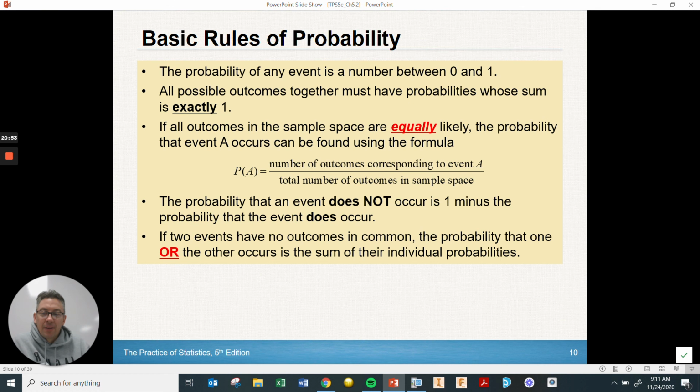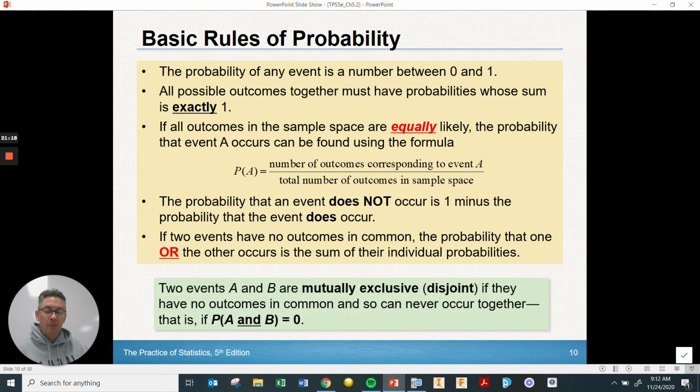And then final thing, if two events have no outcomes in common, then we can find the probability that one or the other occurs just by adding those two probabilities together. This is like what we did when we said, what's the probability that you get a 3 or higher? Well, that meant you got a 3 or a 4 or a 5. You can't score a 3 and a 4 on the test. So we just added each of those outcomes together.